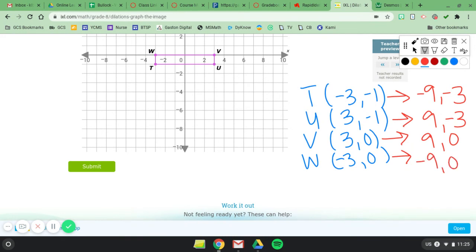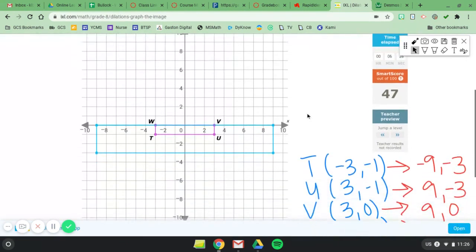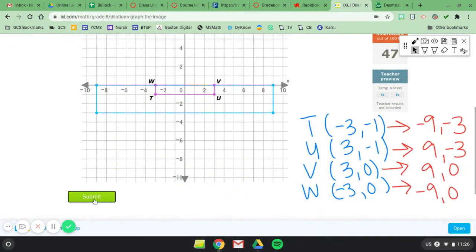And so then I'm just going to take these points and make them on my graph. So negative 9, negative 3 will be here. Positive 9, negative 3 will be here. 9, 0, and negative 9, 0. So our rectangle just got 3 times as big.